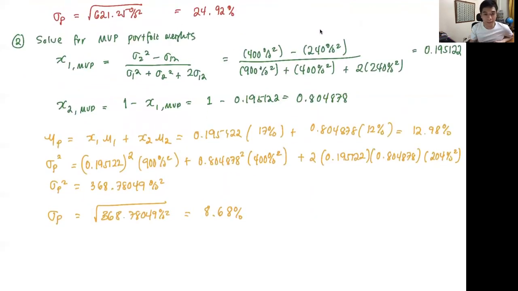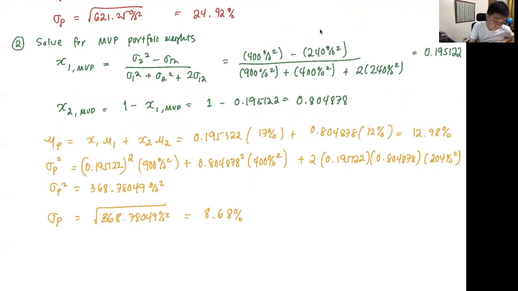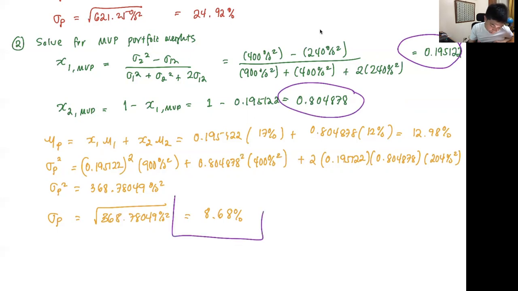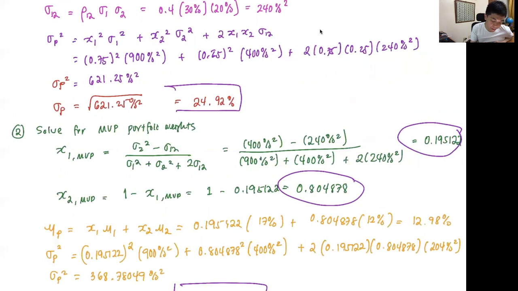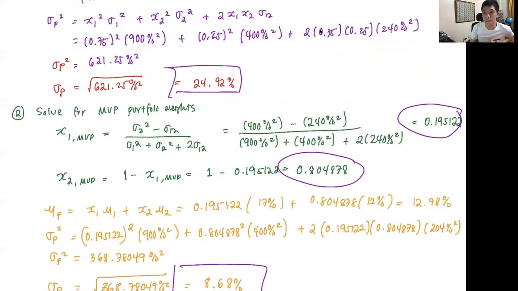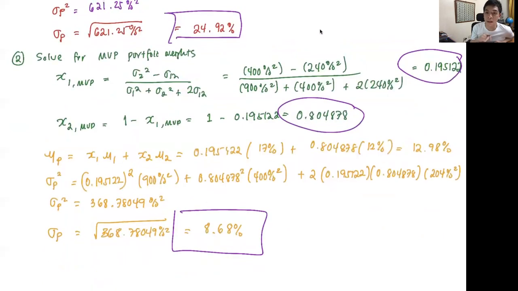So just a few things to note before we end the video. It's clear that the minimum variance portfolio, which has this weighting scheme, has a much lower standard deviation than the portfolio which we just used as a sample above, right? So we had a 24% risk metric there. Now we have just around 9%. Quite a big difference.